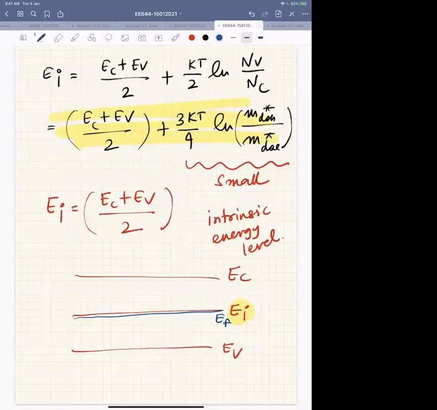So as temperature increases, the electron and hole concentrations remain equal to each other, but the numbers themselves are larger. That's the reason your Ni, your intrinsic carrier concentration, increases with temperature. And at absolute zero, there are no electrons in the conduction band and no holes in the valence band, right?